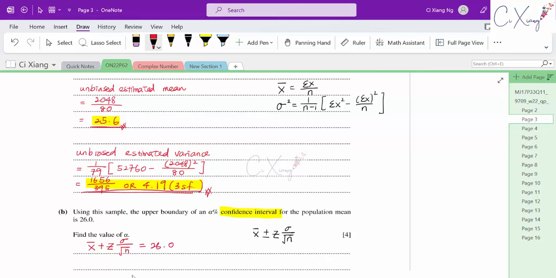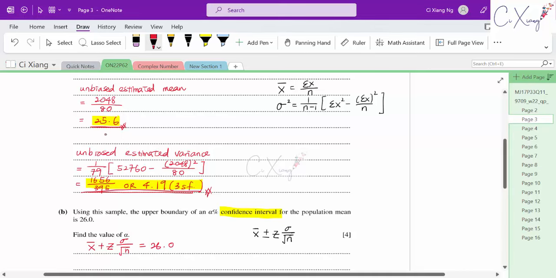So we have to substitute all the values that we already got just now. The sample mean is actually our unbiased estimated mean as well. We have the same value for these two, so we have 25.6 for the sample mean. The value of z, I don't know what it is, so I just put it as z. To substitute the value of sigma, which is the standard deviation, we take the unbiased estimated variance and square root it.